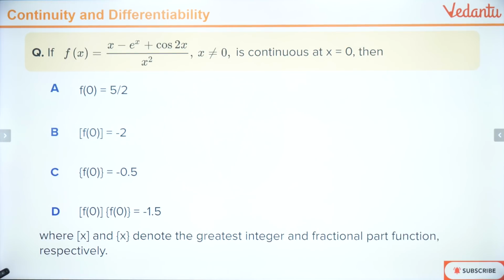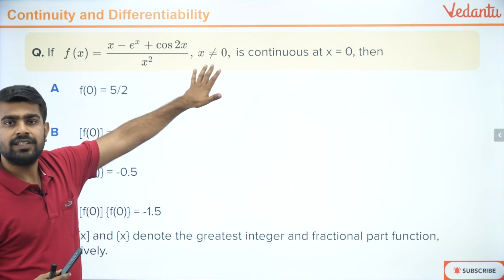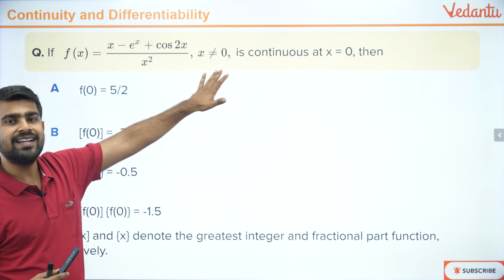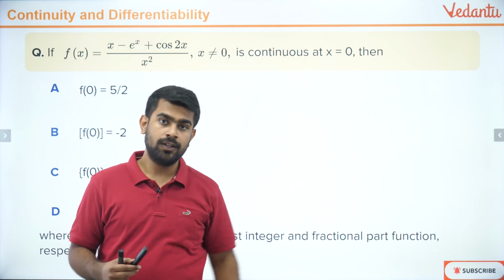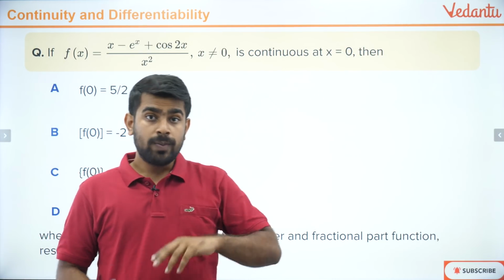Okay, it is continuous at x equal to 0. Then what is my f of 0? That's what they're asking. So you might ask me, sir, f of x is not defined at x equal to 0. Then how can you talk about continuity at x equal to 0? So guys, you have to go back to your basics.